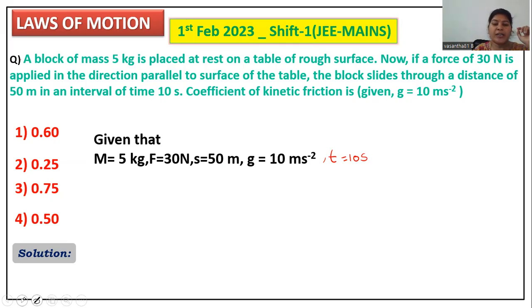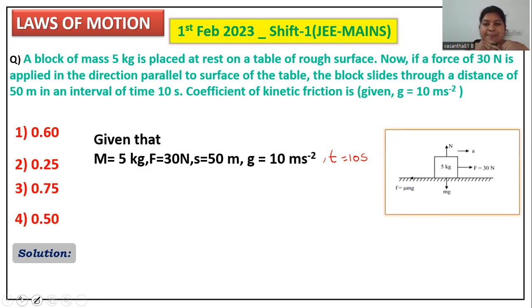Here, on a rough surface, the object is placed like this. This is the block of mass 5 kg, kept on a rough horizontal surface having coefficient of friction mu. That mu is the unknown here. Parallel to the surface, a force of 30 Newton is applied. Now we are going to calculate mu. Before that, the block is under motion, so there is some acceleration a. First, we need to calculate that acceleration.